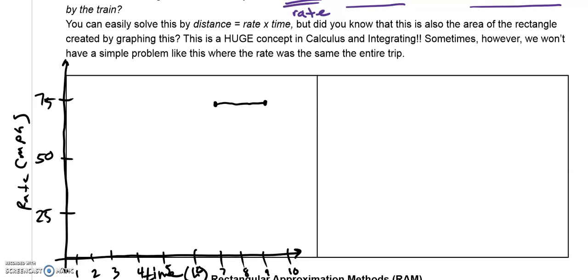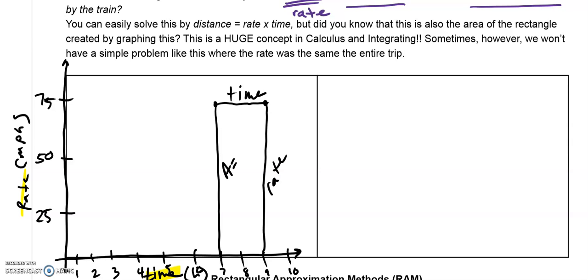If we wanted to find the total distance, well, you know how to do that. Distance is equal to rate times time. But think of it this way. Now we're going to move into the idea of the area on the graph. When you take rate times time, you are finding the area of that particular rectangle. So the area of this rectangle is going to be 150.